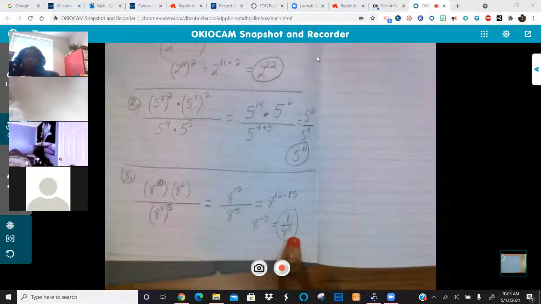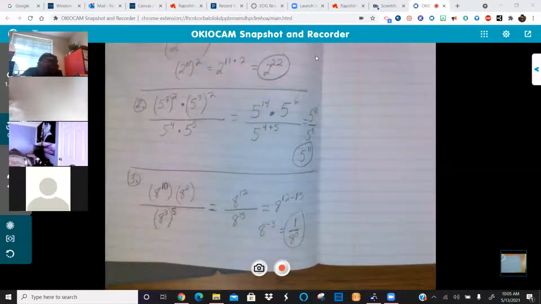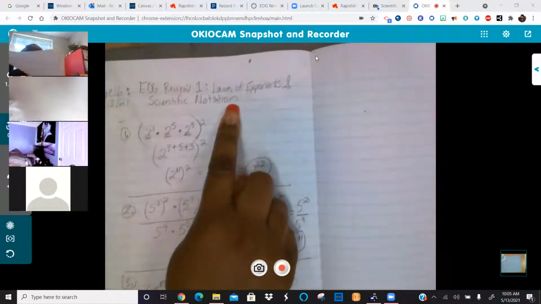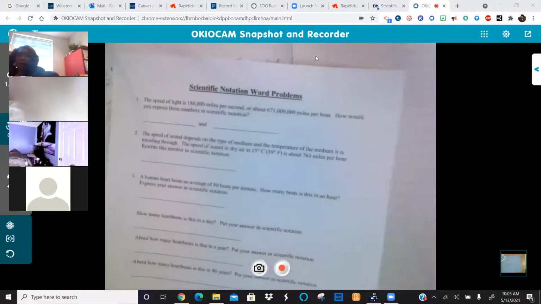Okay, raise your hand if you're still writing this down. Anybody still writing? Okay. All right, so now we're gonna work on word problems with scientific notation. So we did the laws of exponent part, and now we're working on the scientific notation word problems, okay?